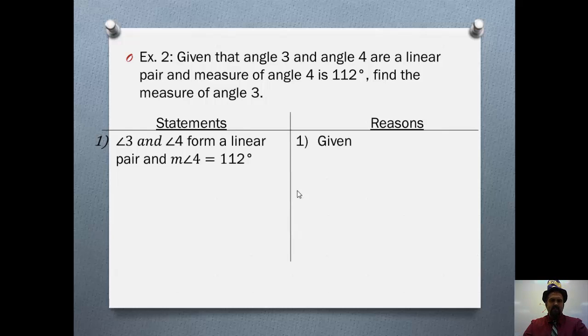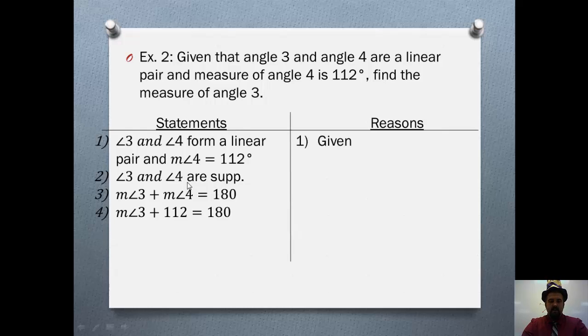After this, I have seen people do this a different way, where they just look at what is above and modify it. So for instance, my next step here, if these two are a linear pair, that means they are supplementary. Angle 3 and angle 4 are supplementary. Okay, well if they're supplementary, that means that when I add measure of angle 3 plus measure of angle 4, that's 180 degrees. After that, I know that measure of angle 4 is 112 degrees. So why don't I plug in 112 for measure of angle 4? And after that, I subtract 112 from both sides. And I get the measure of angle 3 to be 68 degrees. Exactly what I'm looking for.